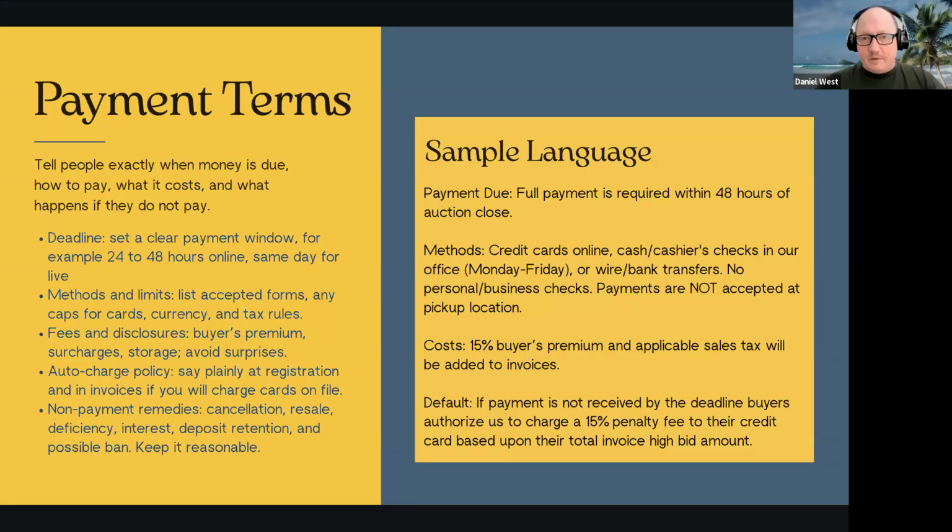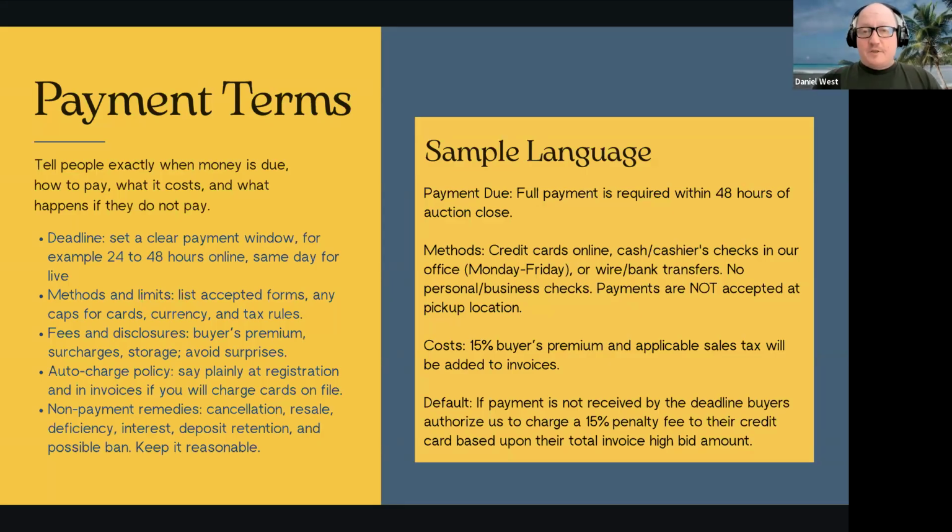So what do I mean? Well, default is buyer's premium. Most auctioneers charge a buyer's premium. So if you're going to charge a buyer's premium, say so specifically, exactly. How much is the buyer's premium? Are you offering any discounts? And are there any modifications to the buyer's premium?